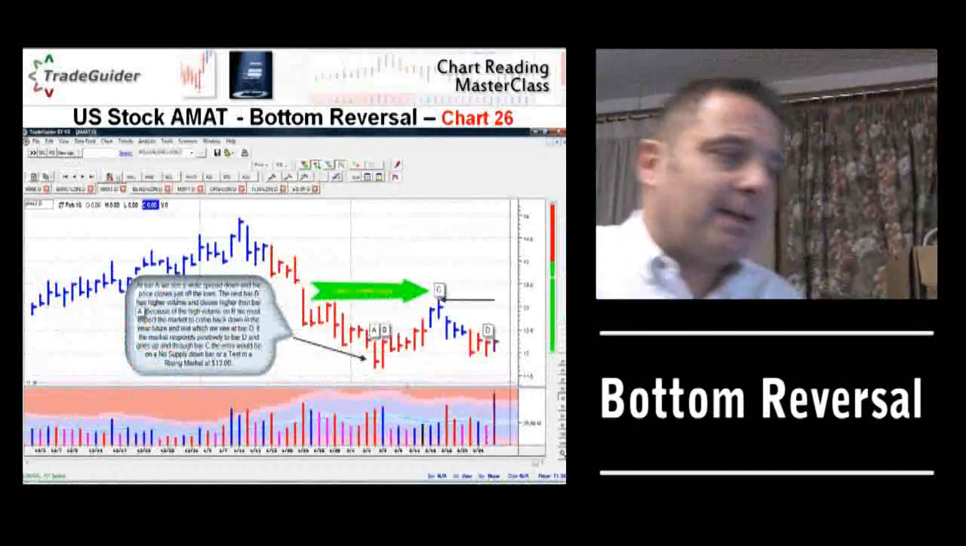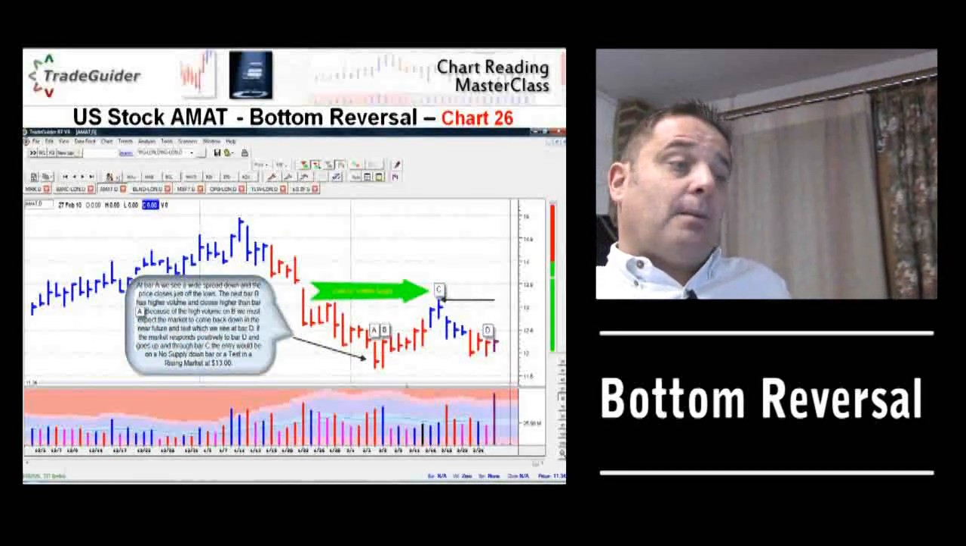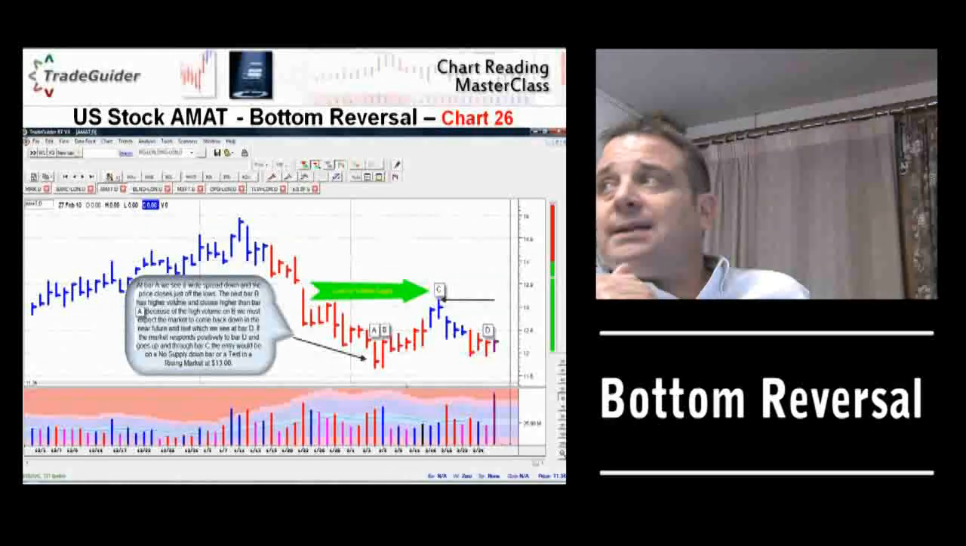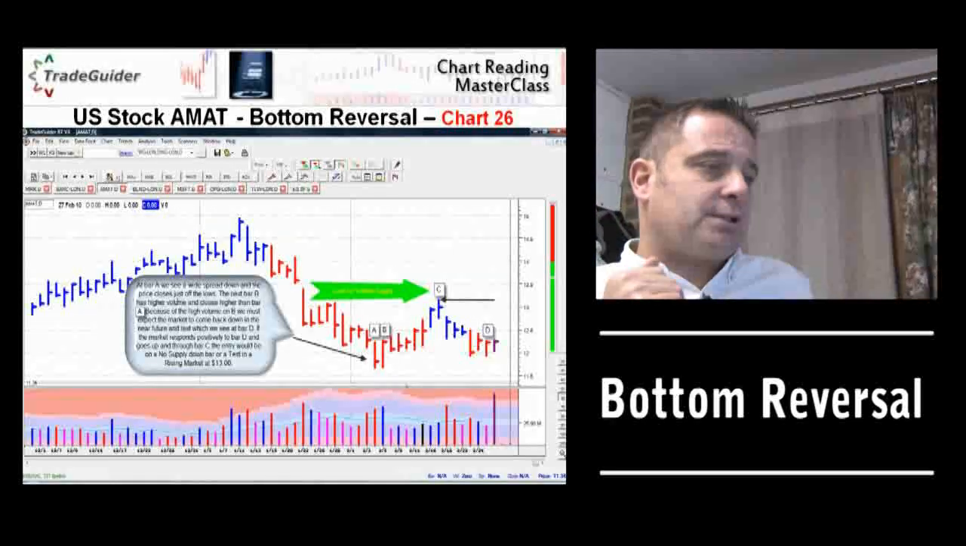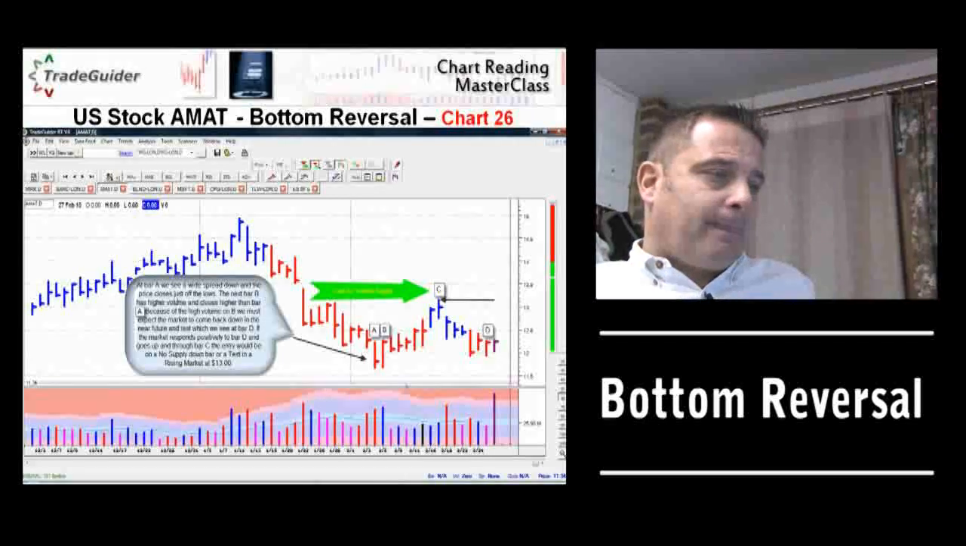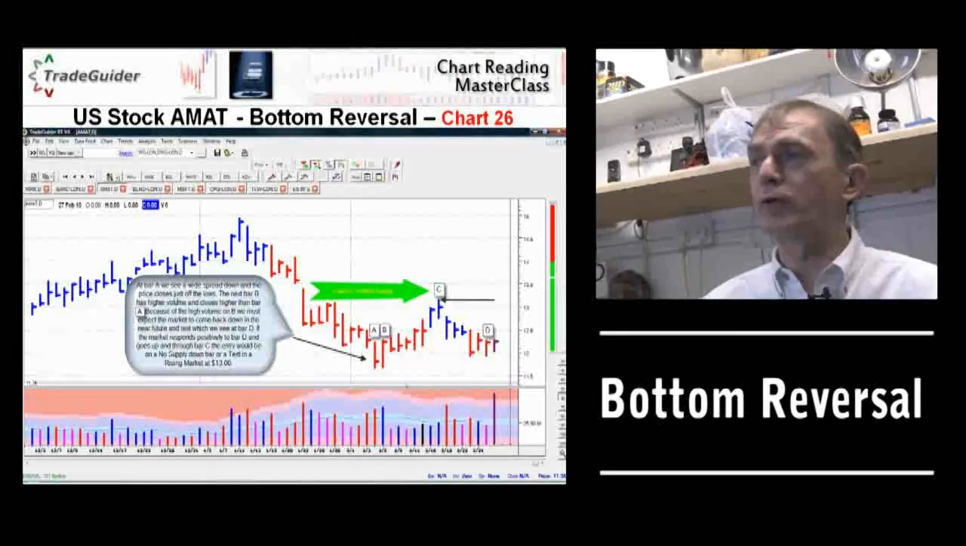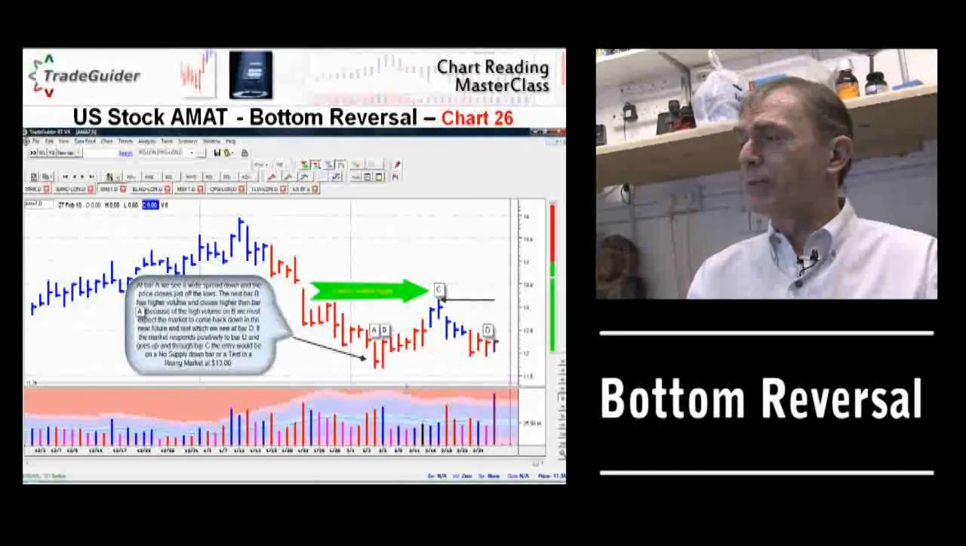AMAT. Now this is one that you picked up, Philip. So can you talk us through that one? I'll talk about where the green bar is, the green arrow, and the significance of that. But if you can talk about the bottom reversal again and what happens here. I think that's Applied Materials. I believe that's a Nasdaq stock from memory, or an S&P stock, which I picked out.